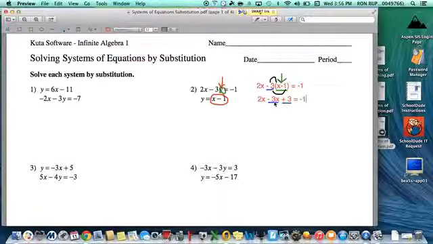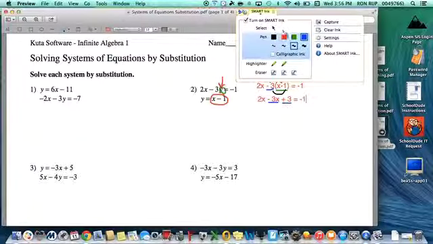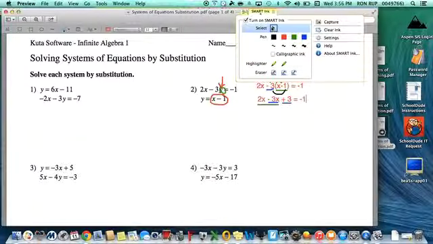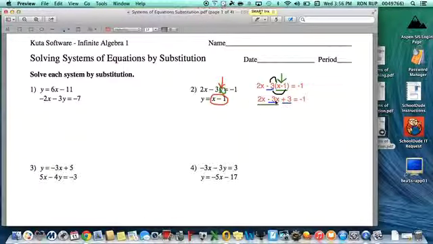Now we notice that these are like terms. They both have an x. And so we are allowed to combine those together. 2x minus 3x will give me negative x. And so I'm going to go ahead and do that, combine these two together. And now my equation looks like this. Negative x plus 3 equals negative 1.